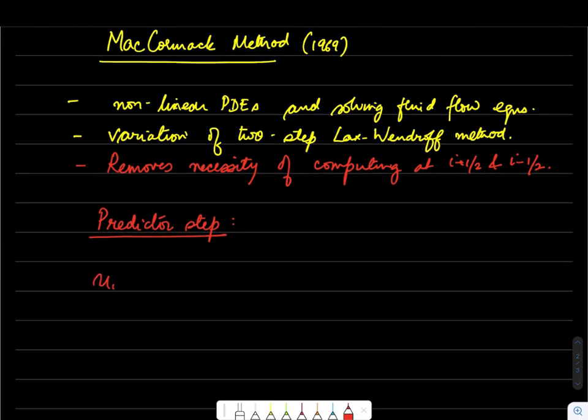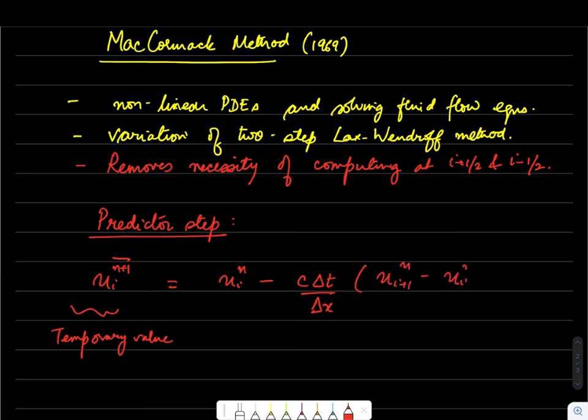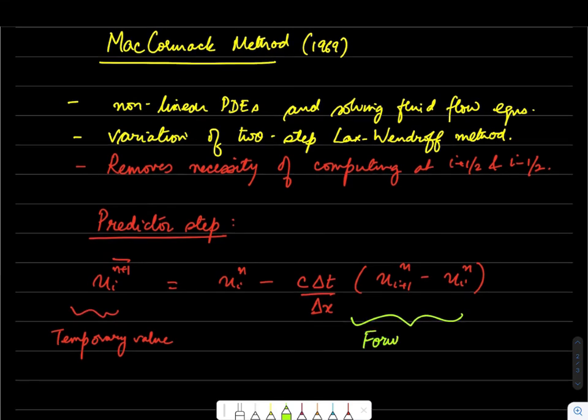and the predictor step is u i n plus 1, which I'm going to denote as a temporary variable by a bar on the n plus 1. This will be u i n minus c delta t by delta x, u i plus 1 n minus u i n, where note that I have used a forward difference to compute the temporary u i n plus 1.